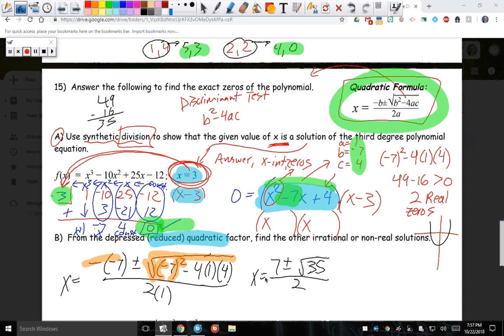Alright, so trying to simplify the radical of 35 means that we have to try to do prime factorization. Okay, so prime factorization meaning, oh, and I made a mistake, I just noticed. 49 minus 16 is not 35, it's 33. So this is actually the square root of 33, not 35. Let me change that real quick.